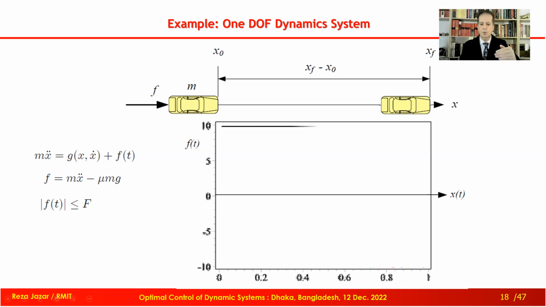Force is maximum and then switches to negative maximum, or let's say minimum, okay? And for this problem, I assume that the maximum force is 10 Newton and that the total mass is equal to 1 kilo. So this is the solution for no friction.